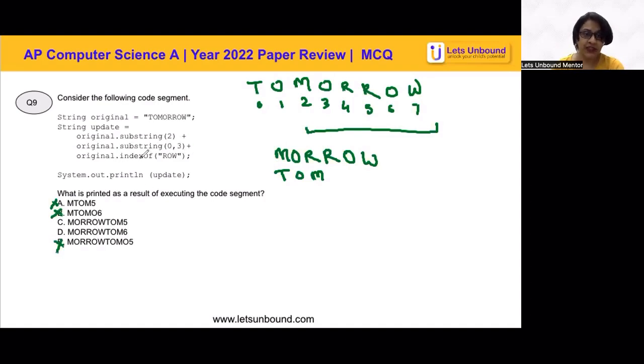Original.indexOf row. What is this indexOf function doing over here? It will give you the index of the substring row, the starting index of the substring row. Now what is it? 5. Okay, so it is 5. We will concatenate the entire string and we will find it out. Tomorrow, Tom 5 is the answer, which is mentioned in option C.